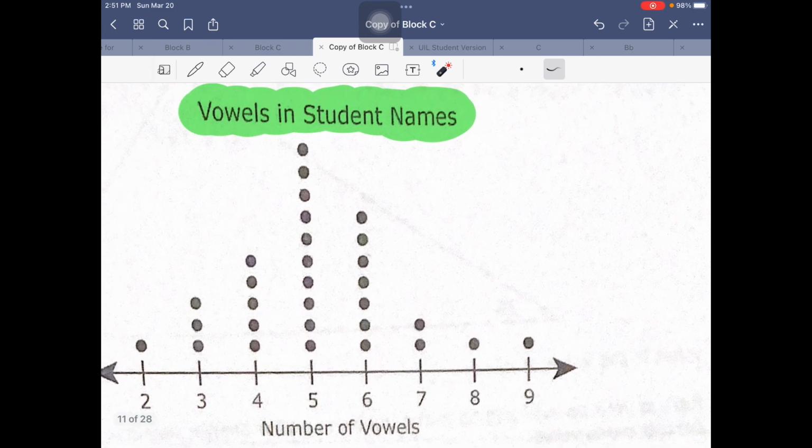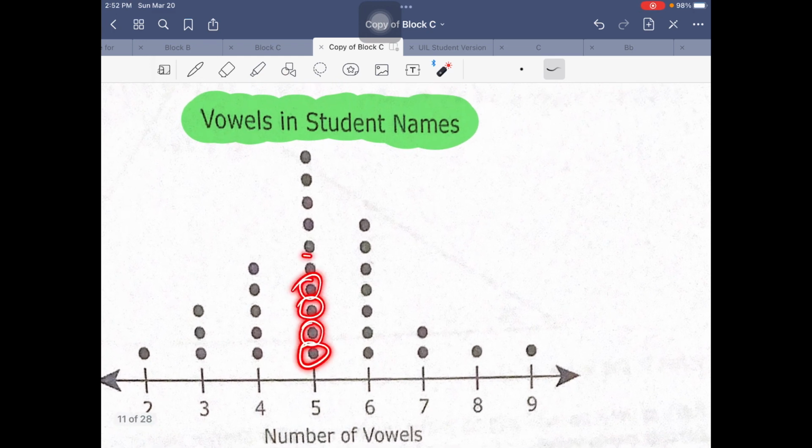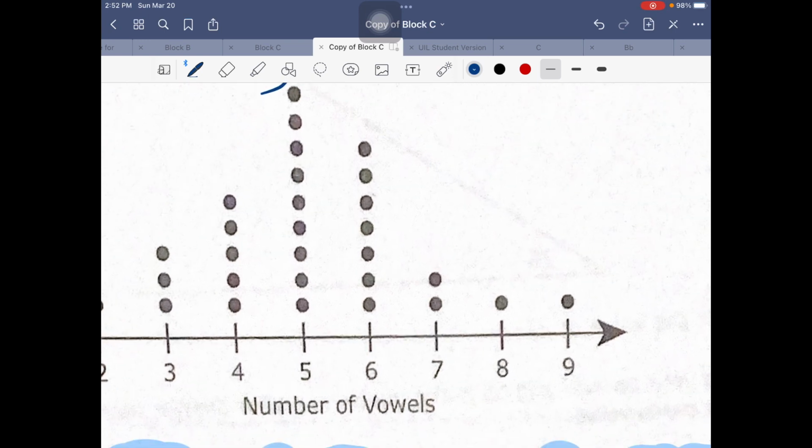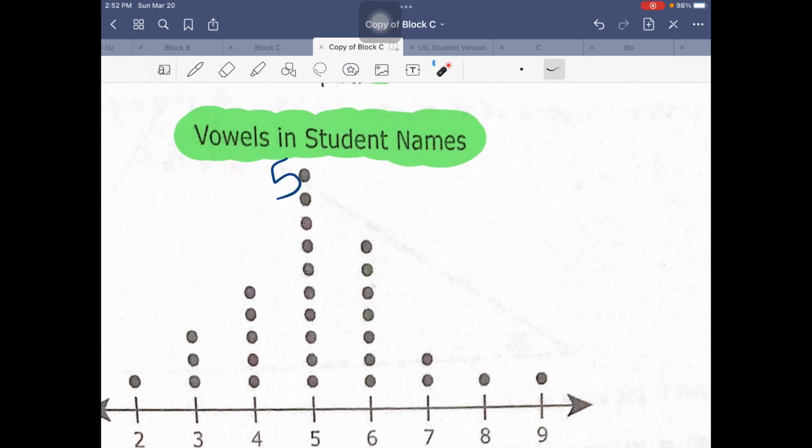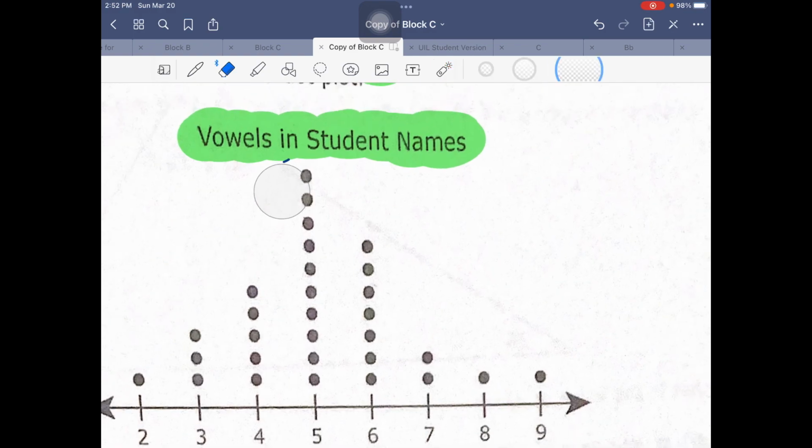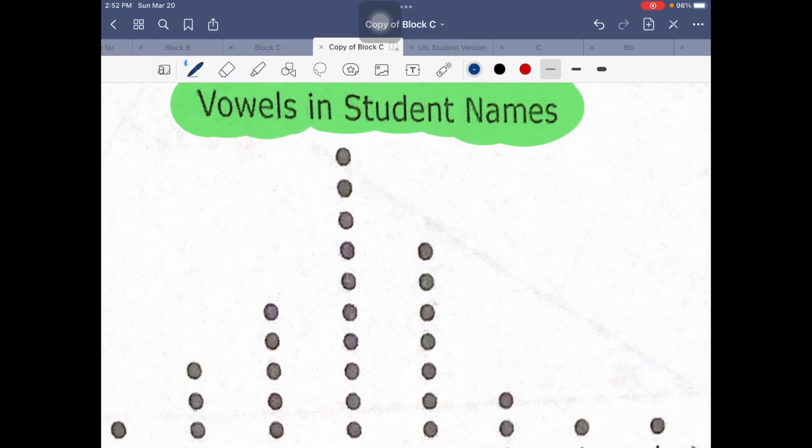So how many do we have for 5 or more? How many do we have here? Well, we count them 1, 2, 3, 4, 5, 6, 7, 8, 9, 10. We have 10 students that have exactly 5 vowels in their first and last name. So you have 5 here. How many do we have here? I'm sorry, no. We have 10. 10 that have 5.